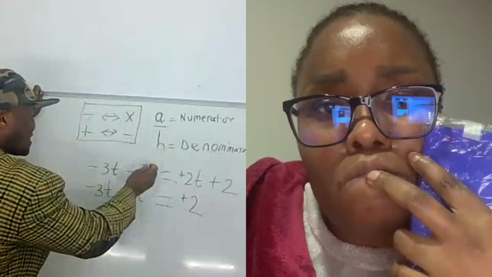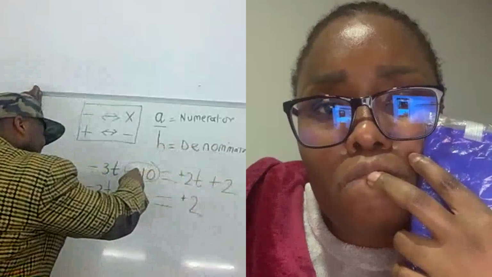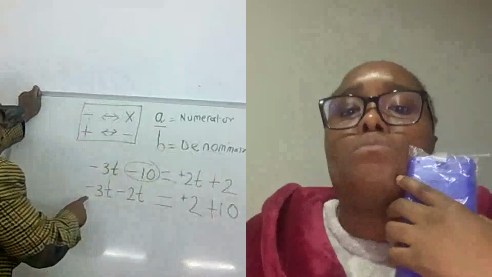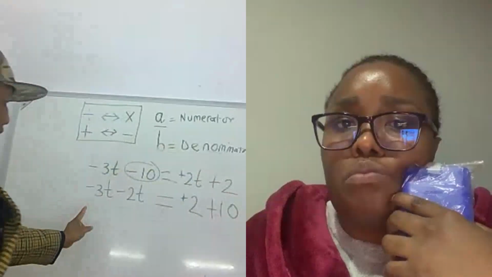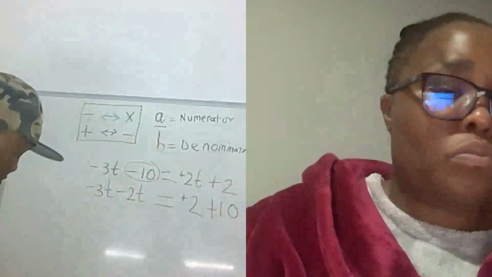Now, on the left of the equal sign, I have a negative 10. Since it's negative 10, it goes over and becomes positive 10. Now, negative 3t minus 2t. Negative 3 minus 2. Don't worry about the t because they're like terms. So you can say negative 3 minus 2.